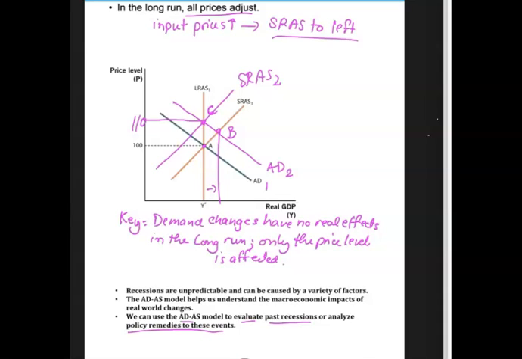Okay, so that is the conclusion of this very last part. The conclusion here will be, again, recessions are unpredictable, but the ADAS model can help us understand, and we can use the ADAS model to analyze past recessions and the policy remedies for those events. This is the end of chapter 13. So hopefully you get some of this and we can do more practice during our virtual meetings.